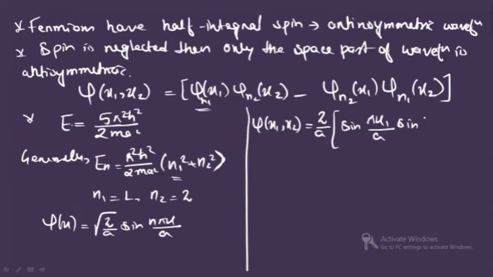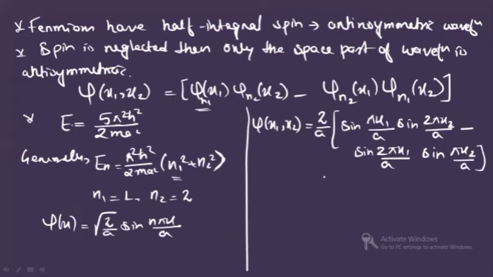Sine, here you will have what? n2 is equal to 2, so n2 pi x2, so it is 2 pi x2 divided by a, right? Minus again psi n2 x1. That means it is what? Psi 2 pi x1 divided by a, and psi n1 x1 is what? Sine pi x2 divided by a, because here this is n1.